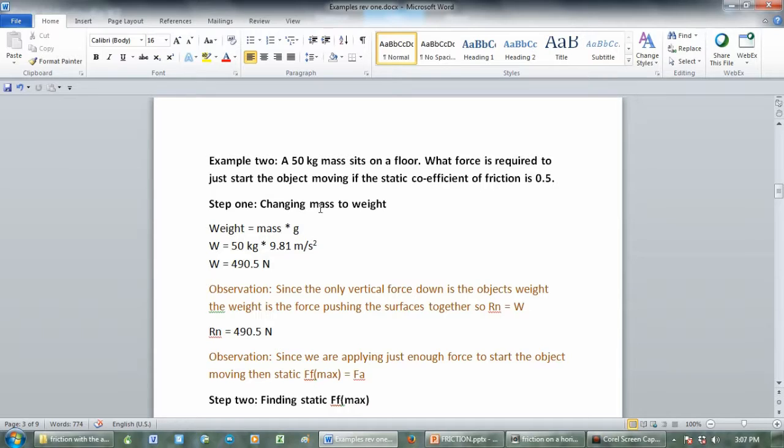Step 1. Changing the mass to weight. Weight equals mass times g. Weight equals 50 kilograms times 9.81 meters per second squared. The weight of the object is 490.5 newtons.